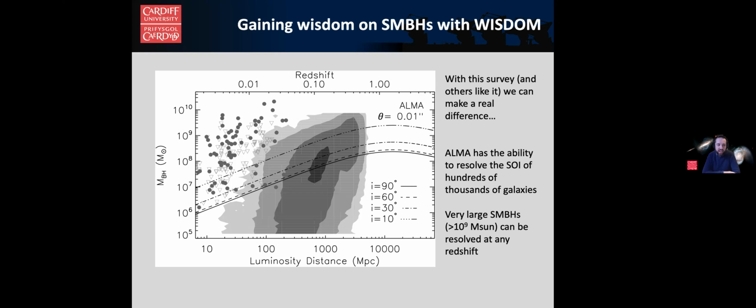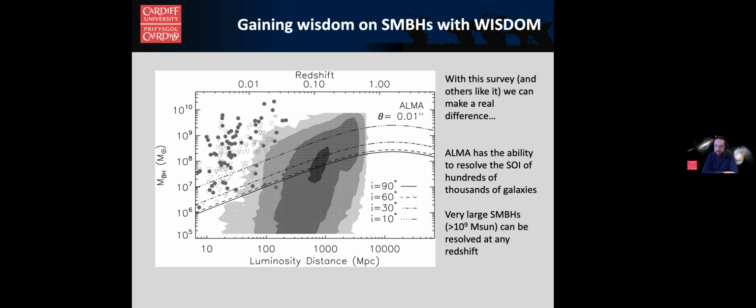This shows the mass of black hole we can resolve the sphere of influence of at a given luminosity distance or redshift on the top axis. So you can see the known galaxies with black hole mass measurements are the points, and the known upper limits are triangles. So you can see that we could redo basically any of the measurements that have already been taken. And at higher redshifts, we can still probe a large fraction of the galaxy. Hundreds of thousands of the SDSS galaxies, which are the gray shaded regions there, are accessible with ALMA.